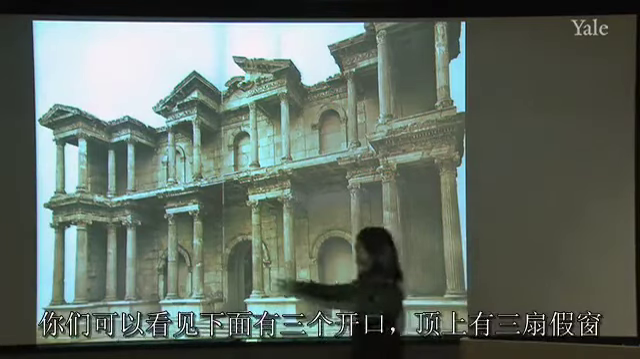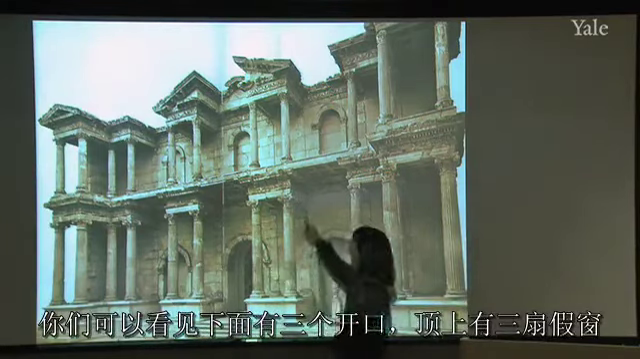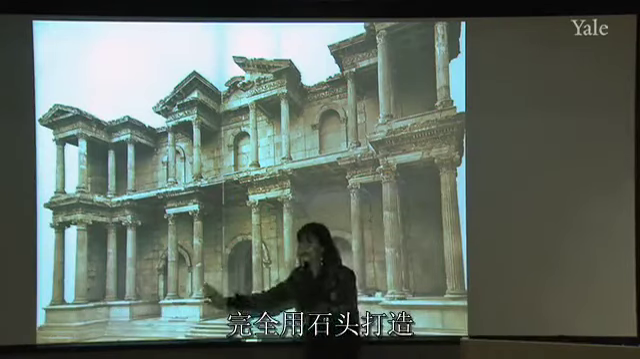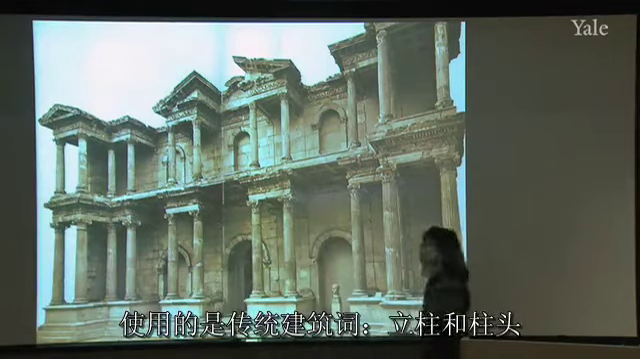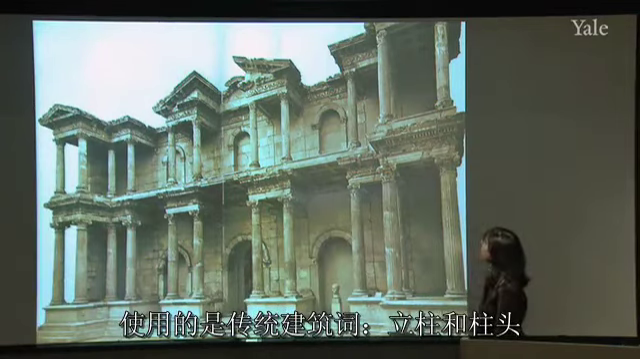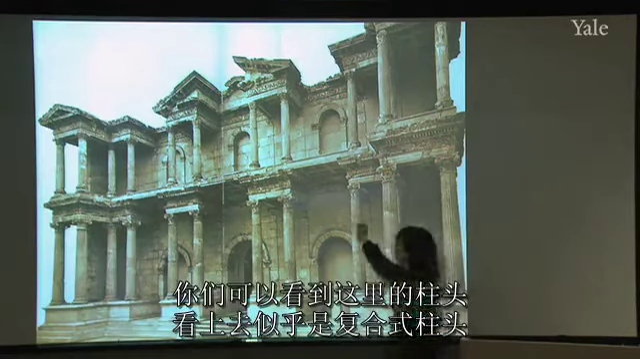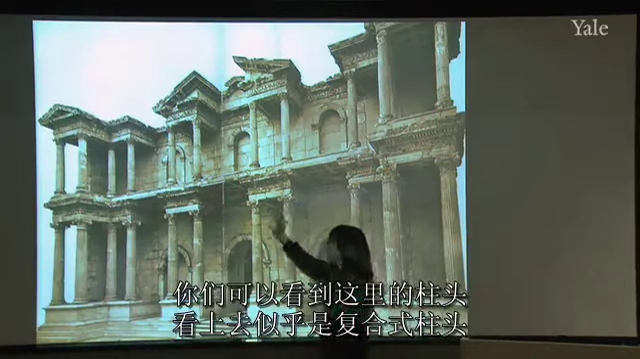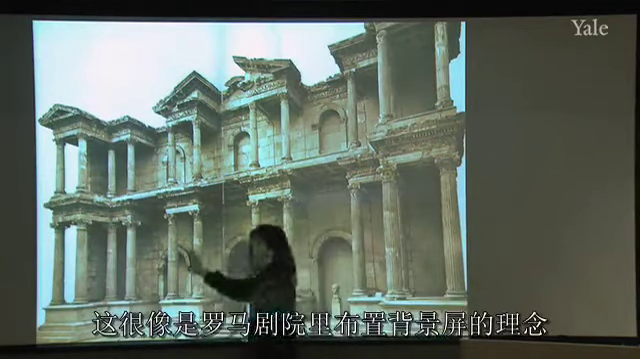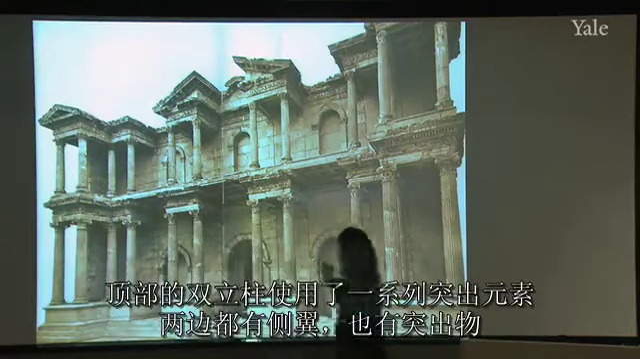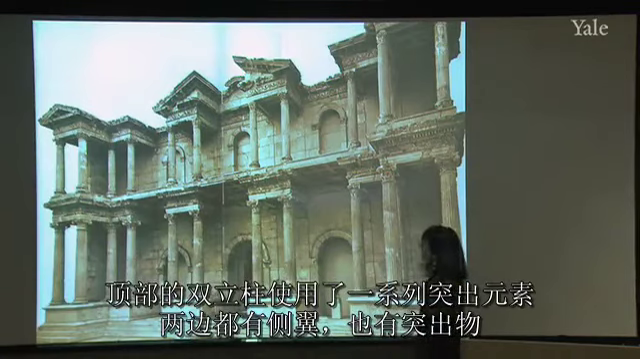You see that the gate has a triple opening down below, 3 blind windows on top. It is made entirely out of stone. It uses the traditional vocabulary of architecture, columns and capitals. You can see the capitals in this case seem to be composite capitals. And it is very much the theater scaenae frons idea, with a series of projecting elements on top of 2 columns, with wings on either side also projecting.